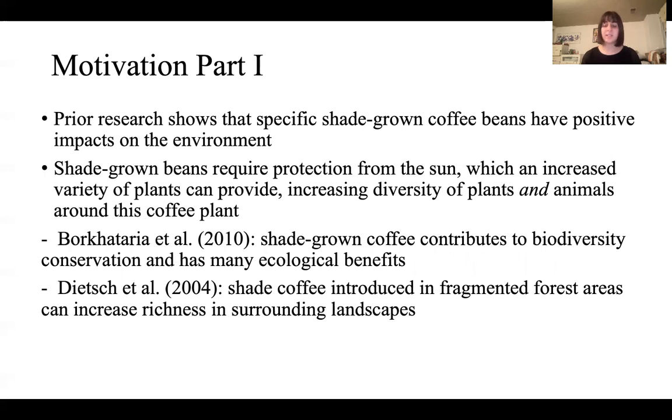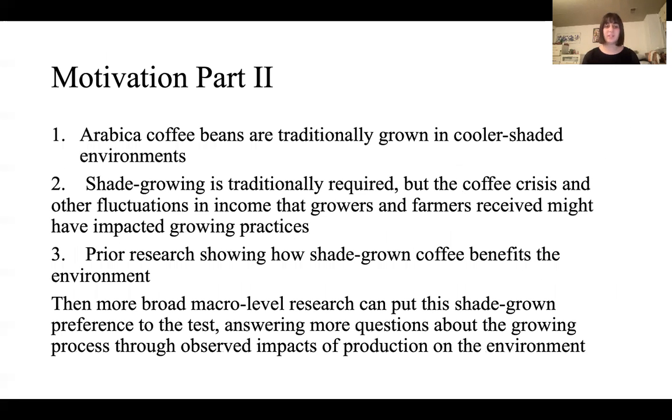Boctor and others in 2010 find supporting empirical evidence that implementing shade-grown coffee contributes to positive biodiversity impacts, as well as a plethora of other ecological benefits. Deitch and others in 2004 find that introducing shade-grown coffee in fragmented forest areas resulted in an increase in richness in those same areas and surrounding landscapes. And so this led me to the motivation for my specific research question.